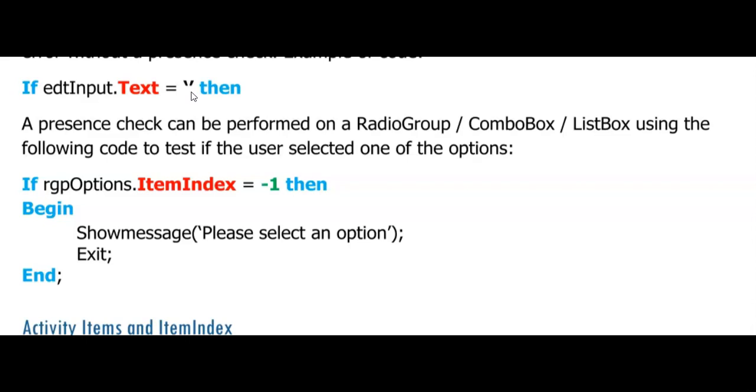But we can also do a presence test to check if the person selected a value from a radio group, combo box, or list box. We know that the value -1 means it's unselected. So in my if statement here, I can test that the object.itemIndex is equal to -1. And if it is -1, it means they haven't yet selected an option. And then I can have a begin and an end with a message and exit the procedure so that they can't continue with the rest of the procedure.